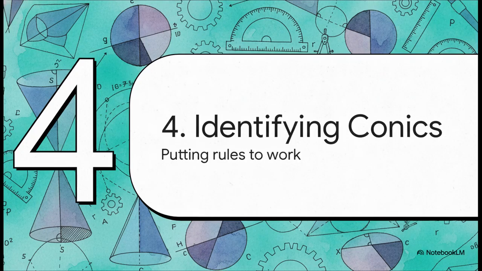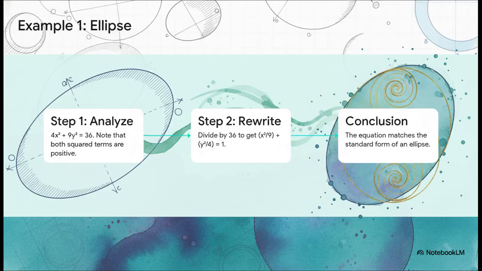Okay, theory is one thing, but let's see how this works in practice. Time to put these rules to the test with a few examples. All right, first one. 4x squared plus 9y squared equals 36. So let's use our test. A is 4 and C is 9. Okay, they're both positive, but they're not equal. Our rules tell us that's the signature of an ellipse. And just to be sure, we can get it into that standard form by dividing everything by 36. And look at that, it matches the ellipse formula perfectly.